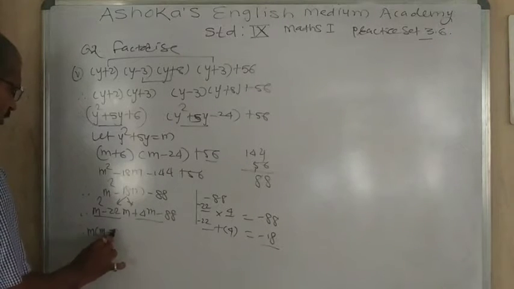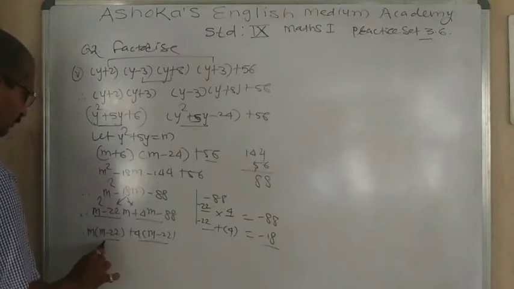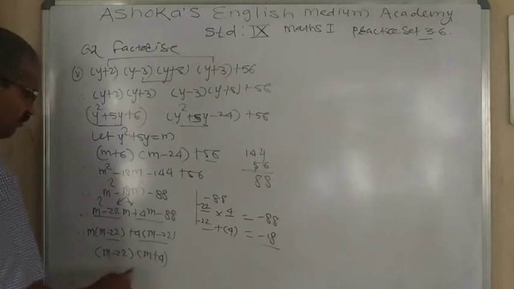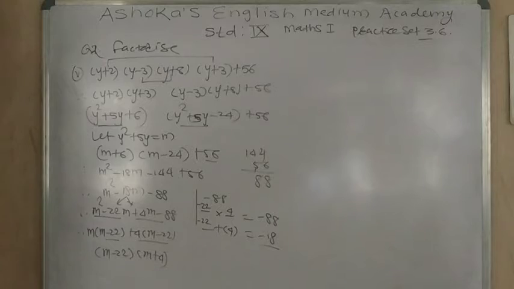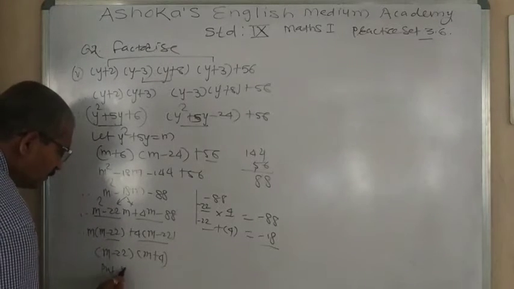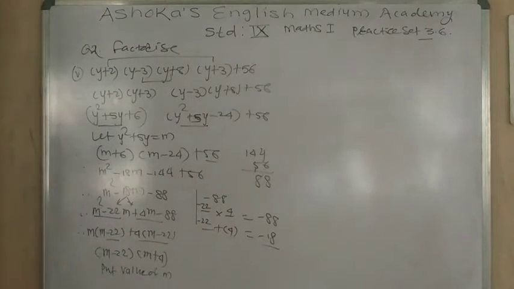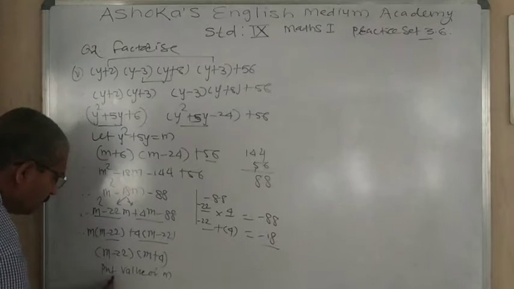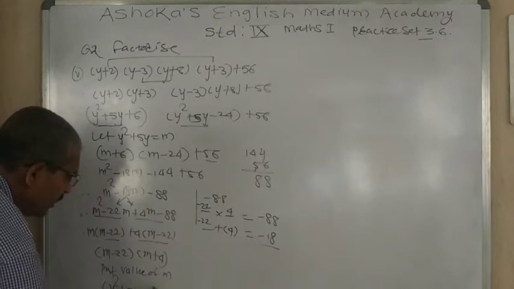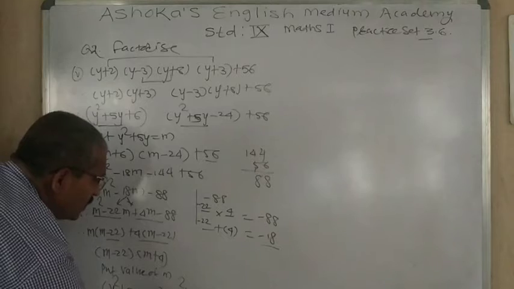M minus 22. Now m minus 22 in the second bracket m plus 4. Now put the value of m. What will you get? Then y square plus 5y minus 22, y square plus 5y plus 4.